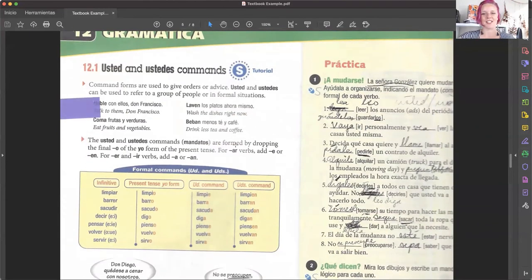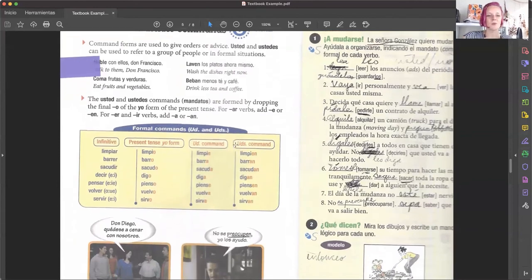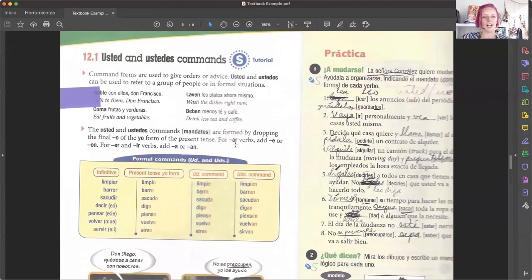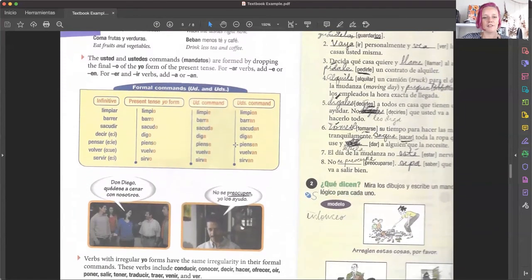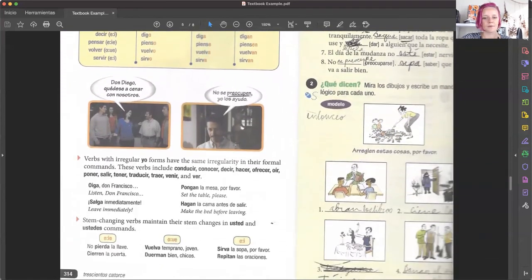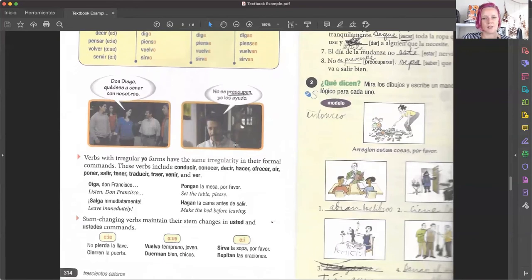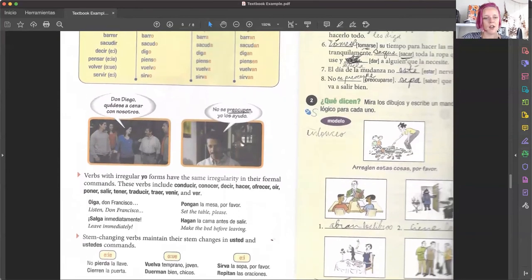All right, here's where we get to the juicy stuff, right? We only have a few more minutes, so let's get into this. This is where we get into the juicy stuff. So now we're learning ustedes commands. So for non-Spanish speakers, this has to do with formal commands, and we're learning how to form them. I had such a hard time with this.